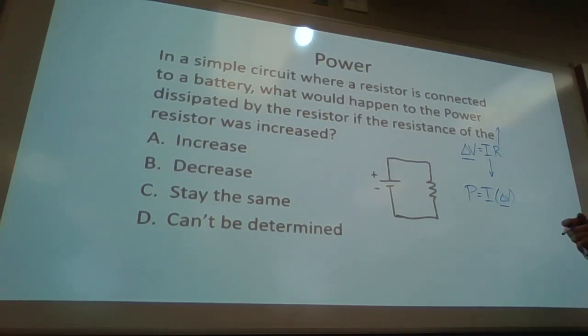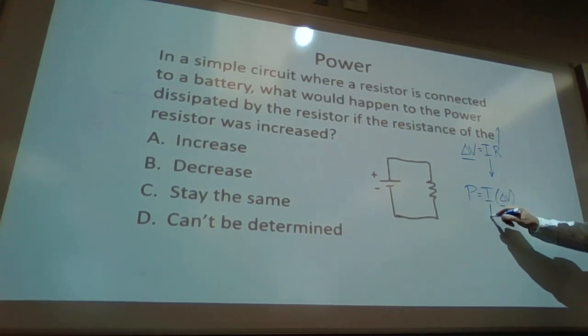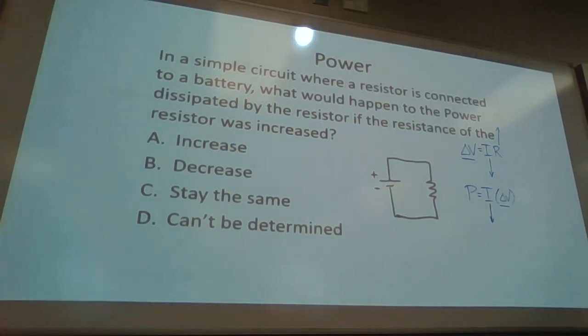Voltage, again, stays the same. Battery didn't change. Current, we said, goes down. Therefore, power does what? Also goes down. Correct answer is B. Good with that?